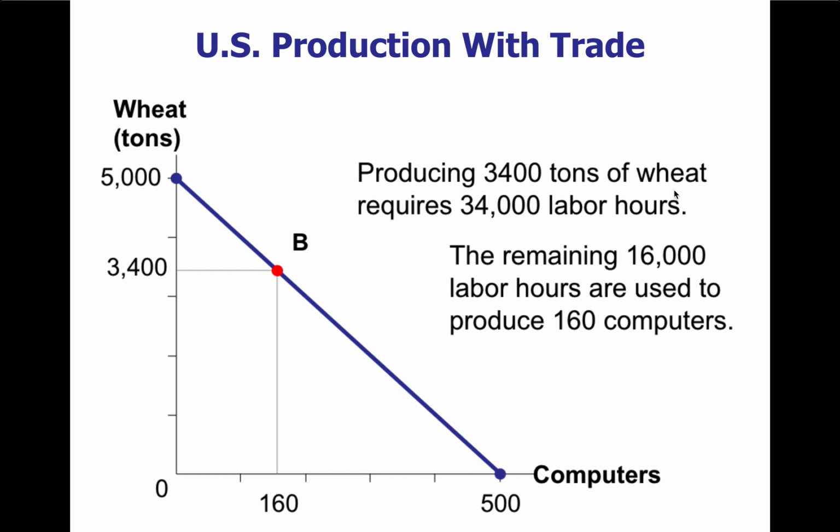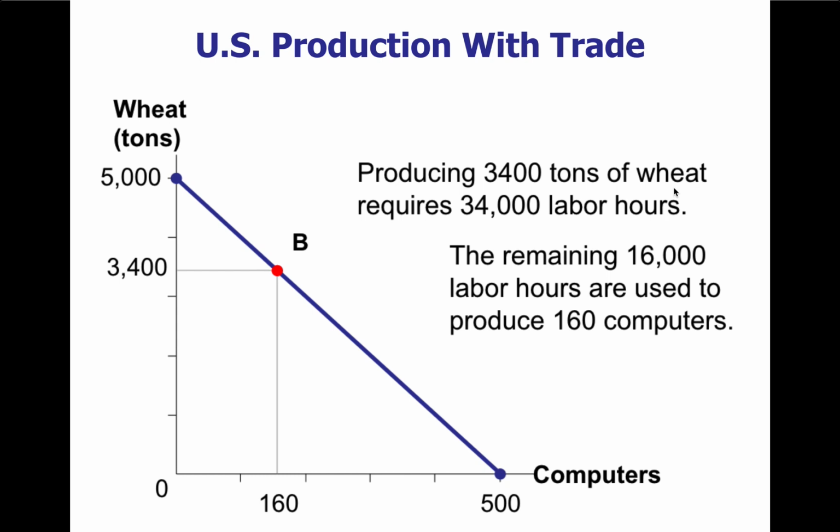If they use 3,400 tons of wheat, it requires them 34,000 labor hours. Remember, for the United States, they had 50,000 total labor hours, and it takes 10 hours to make 1 unit of wheat. So that means out of the 34,000 it took to produce wheat, they have 16,000 remaining labor hours to produce computers. It takes them 100 of those labor hours to make each one, so they can make 160 computers. You were supposed to draw this point B on your graph.